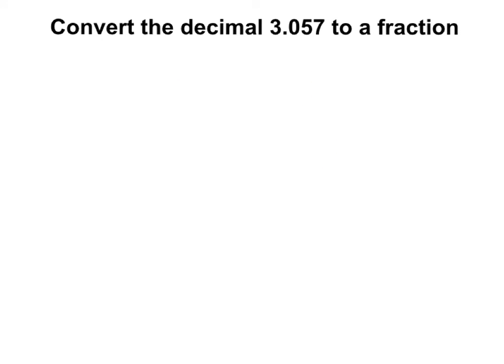We want to convert the decimal 3 and 57 thousandths to a fraction. So this is going to be a mixed number because we have a whole number part and we have a decimal part. So I know that I'm going to have a 3 for my whole number part, and then I need to write 57 thousandths.